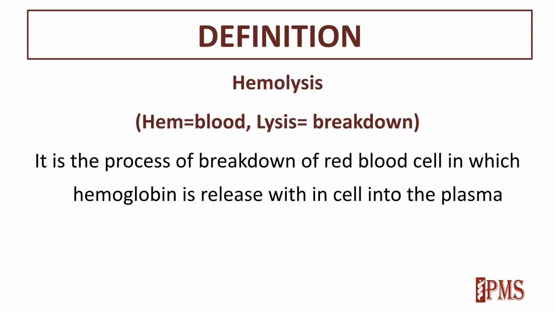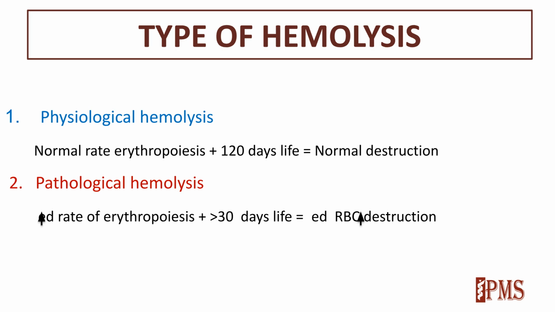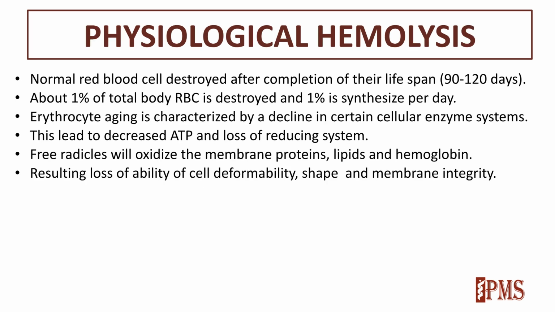Hemolysis is the process of red blood cell breakdown, releasing hemoglobin into the plasma. The term is derived from hemo, meaning blood, and lysis, meaning breakdown. There are two main types of hemolysis. Physiological hemolysis is the normal destruction of red blood cells after their 120-day lifespan. Pathological hemolysis is the increased and premature destruction of red blood cells.